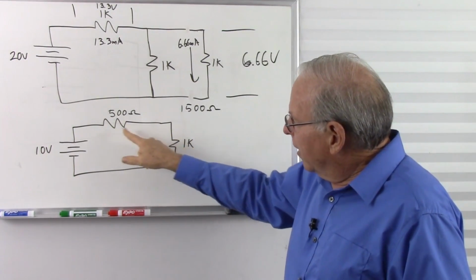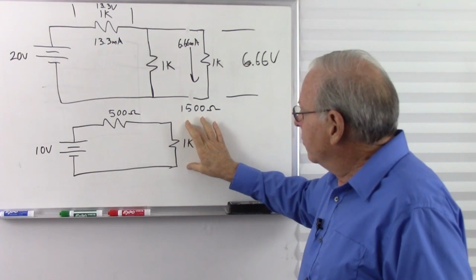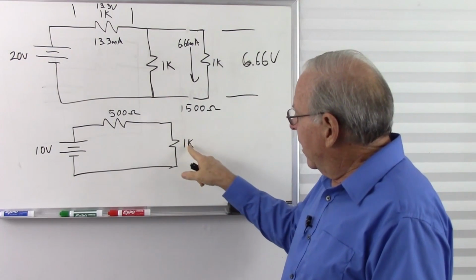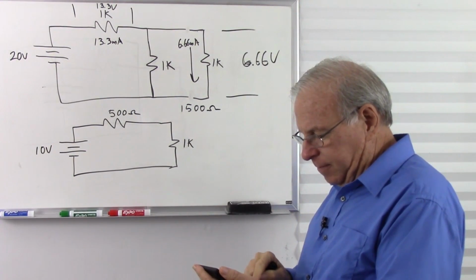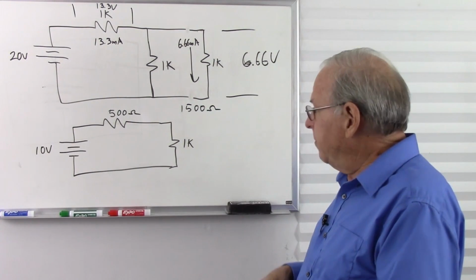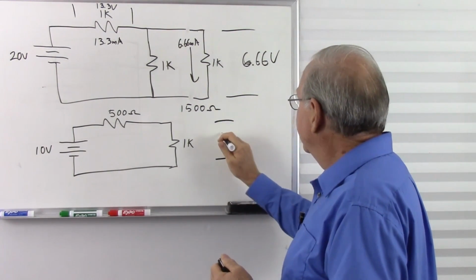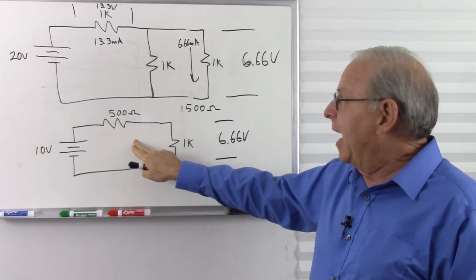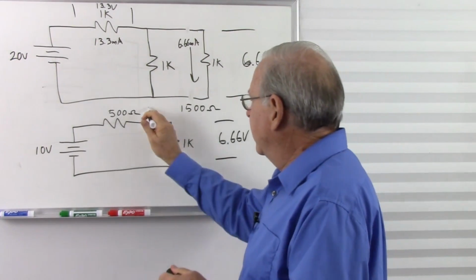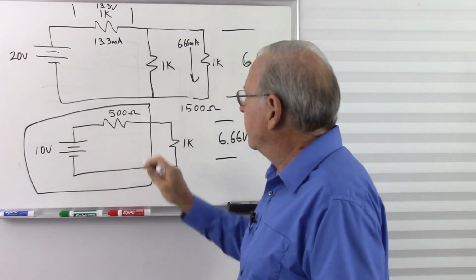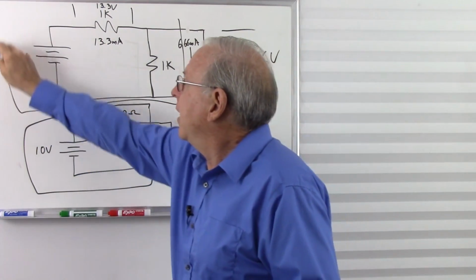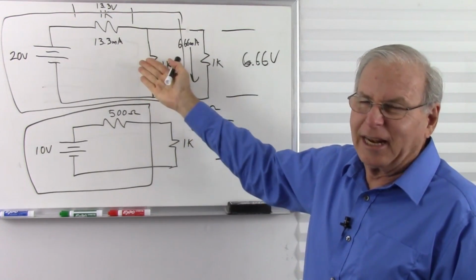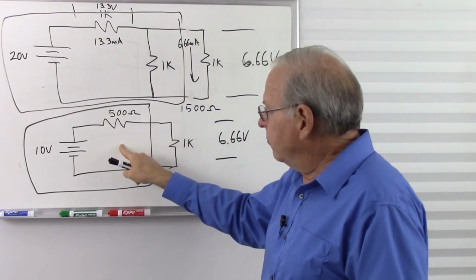Now we're going to do the Ohm's law and find out if this circuit gives us the same voltage here as that circuit. Well, what do we have? We have 10 volts, and we have, what, 1,500 ohms? Divide that by, and we get, lo and behold, 6.66 volts. So indeed, this circuit acted exactly like that circuit. If we look at it as, there's that circuit, and there's that circuit.